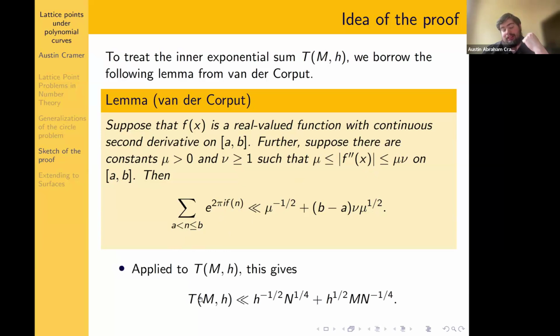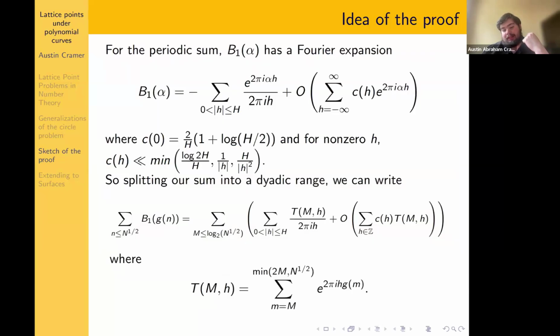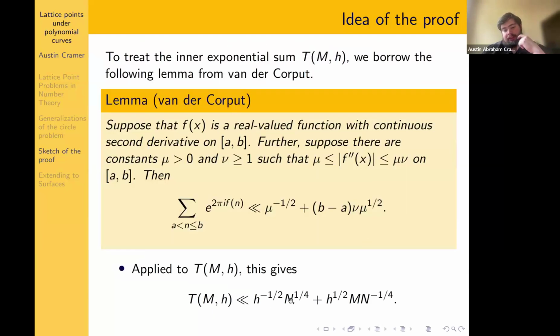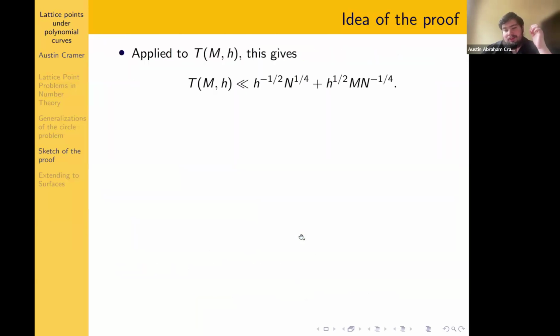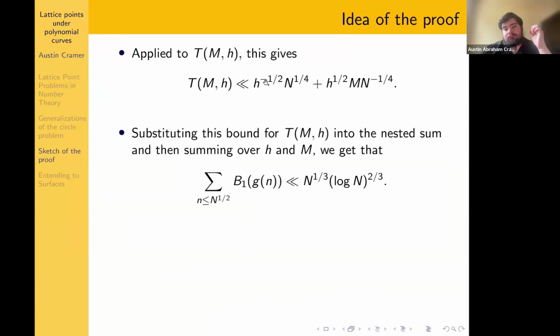So when we do that with the innermost exponential sum that appears back on this slide, we get a bound that looks like this for our specific g of n. And then we make some choices with where to break this up and where to truncate. And the overall thing, when you sum everything up, we get that the sum of B1 of g of n is asymptotically less than n to the 1/3 log n to the 2/3. And so that's our dominant error term.